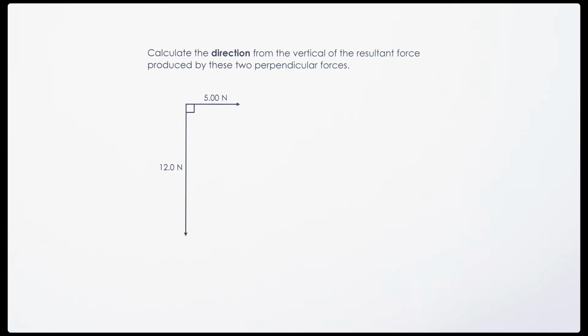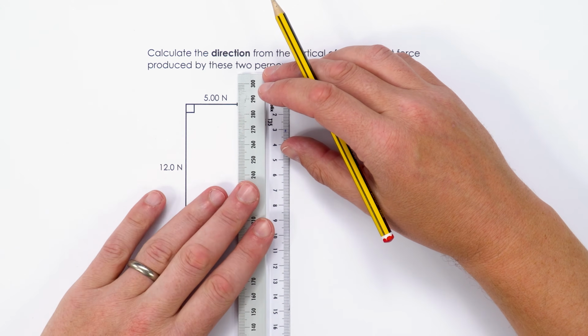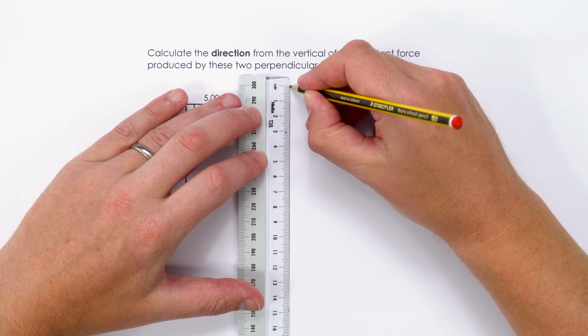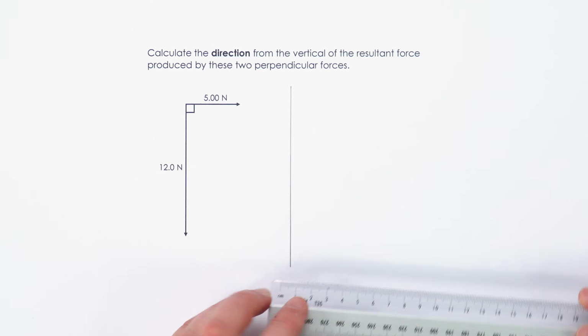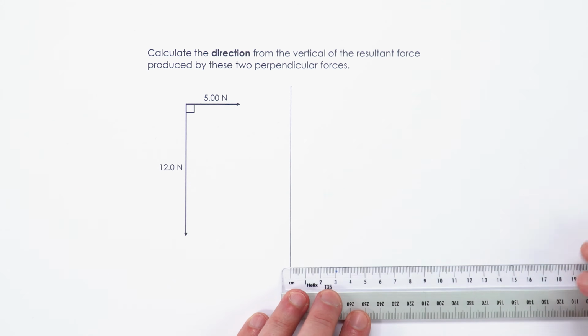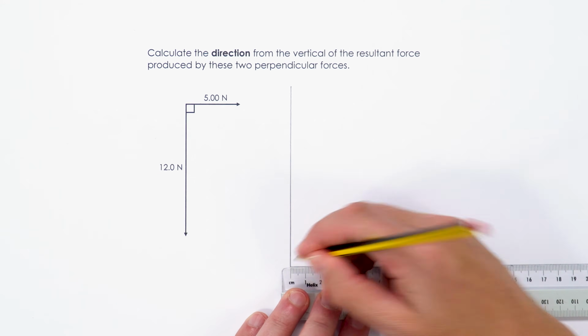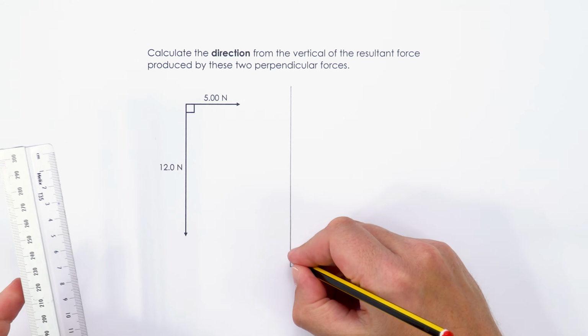So this is my approach to a worked example like this, where we've got two forces and we want to find out the angle of the resultant force. The first thing I'm going to do is just draw a diagram, and we've got this 12 Newton force acting down, so I'm just going to draw that 12 centimetres long, and then we've got a 5 centimetre long line to represent the 5 Newton force, which is at 90 degrees to it.